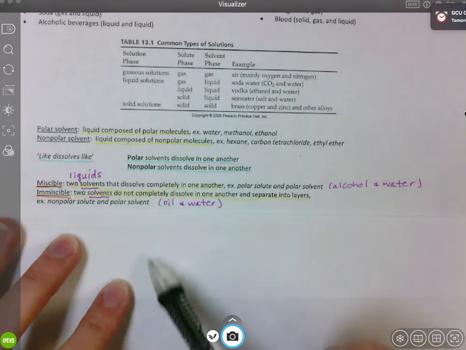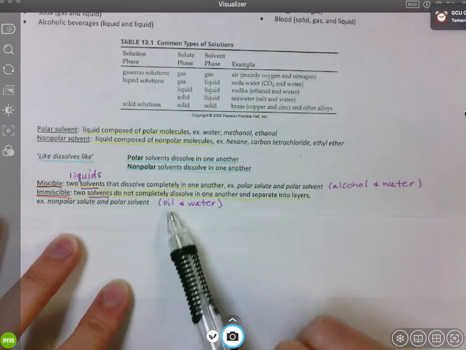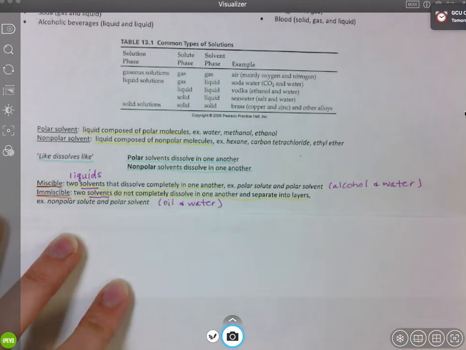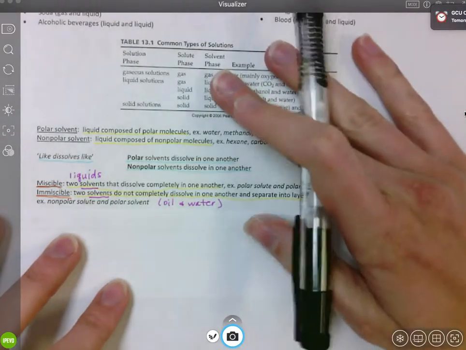Oil is made up of hydrocarbons. The carbon-hydrogen bond is not polar, so non-polar. So non-polar plus polar water. Those are not going to mix. They're going to form two layers. So in your kitchen, if you're mixing oil and water, we got two layers that are forming.